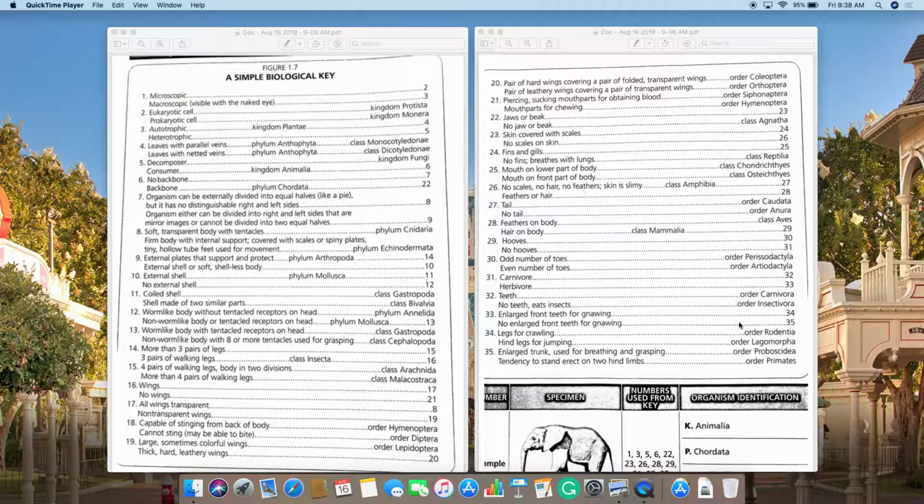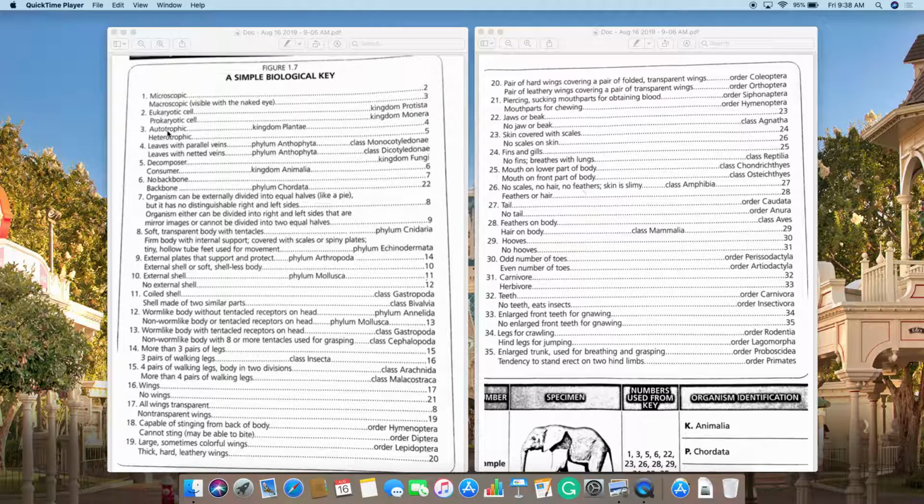Now let's look at grapevine. Grapevine, well, we know it is macroscopic. We don't need a microscope. We can see it without a microscope with a naked eye. So write your number 1 first because it belongs on the biological key. Then write your number 3. Then let's go to number 3.